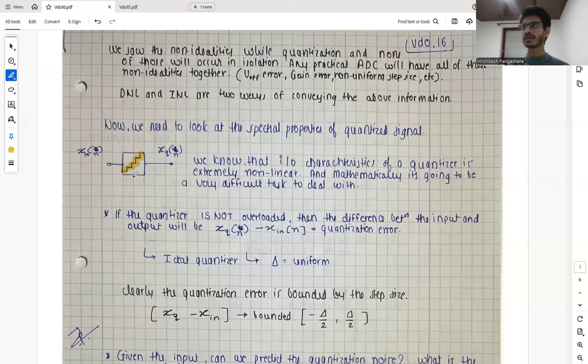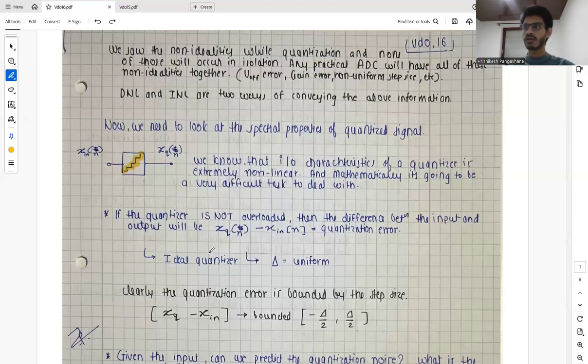So if a quantizer is not overloaded, so we saw what is overloading of a quantizer. Basically we are talking about the range of VREF. In the range of VREF, the quantizer is not overloaded, and that's the range of interest. So then if the quantizer is non-overloaded, the difference between the output and the input will be xq of n minus x in of n. So that's what I've written over here. It's the difference between two sequences, and that's called a quantization error, because that's coming from the quantization.